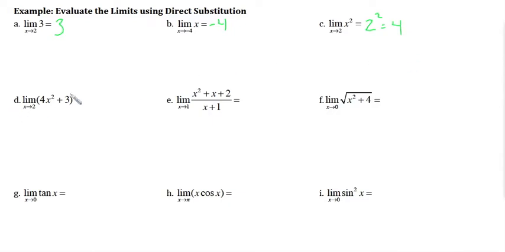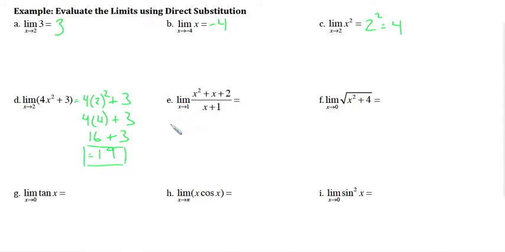Moving on, letter D, this is a polynomial function, so we know direct substitution is going to work no matter what. So we're going to go ahead and plug in 2 here for x and evaluate. Okay, so we know the limit of 4x squared plus 3 as x approaches 2 is going to be 19.